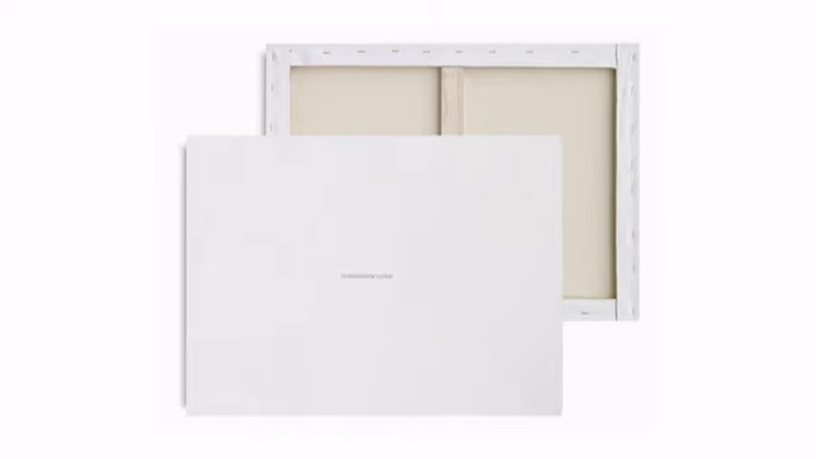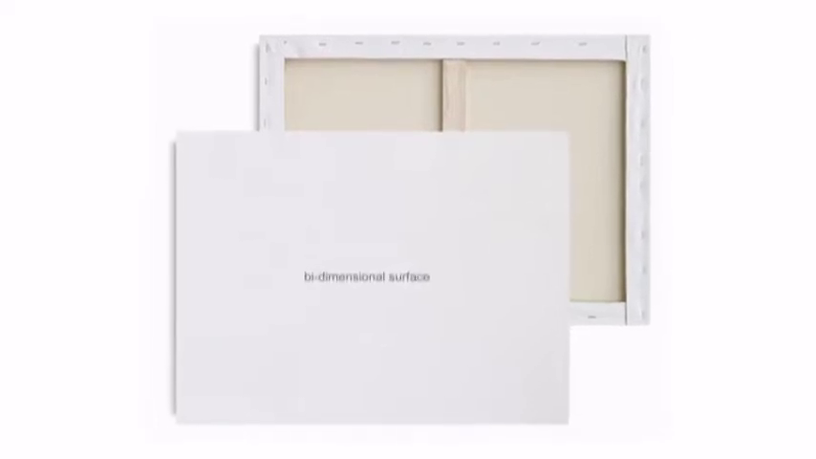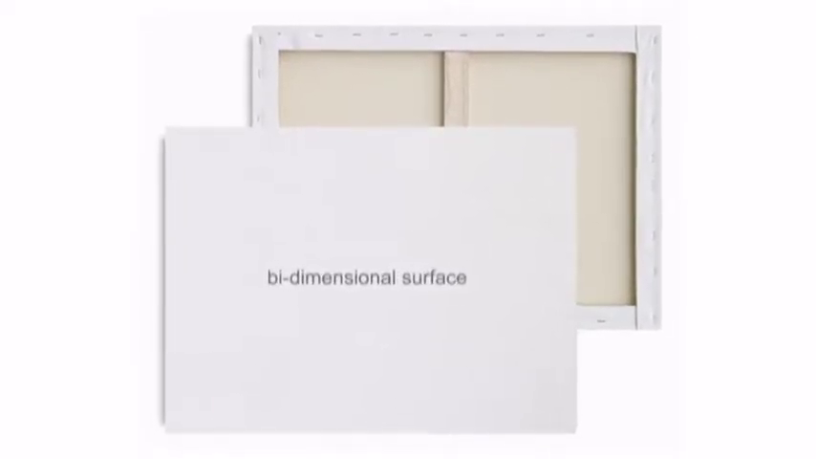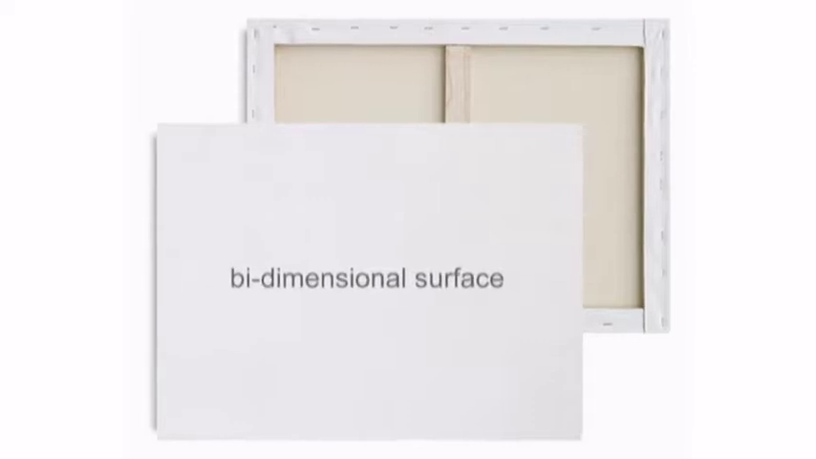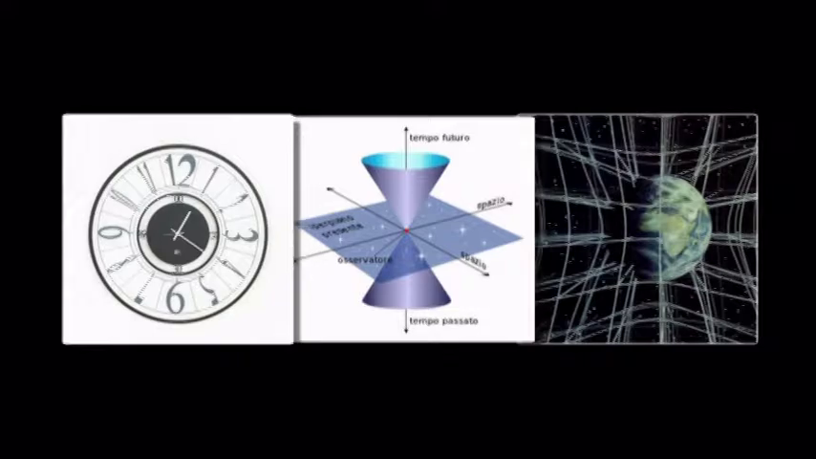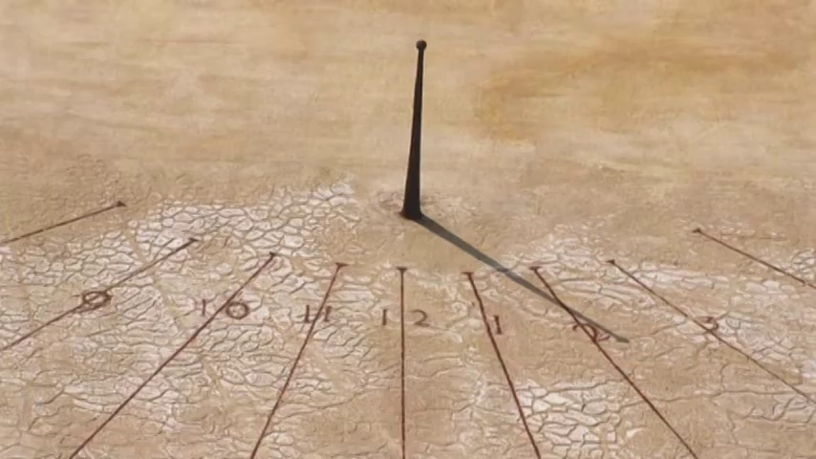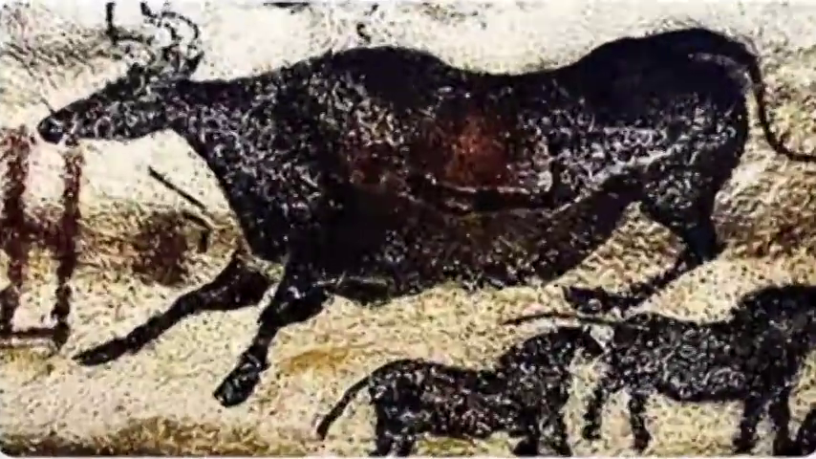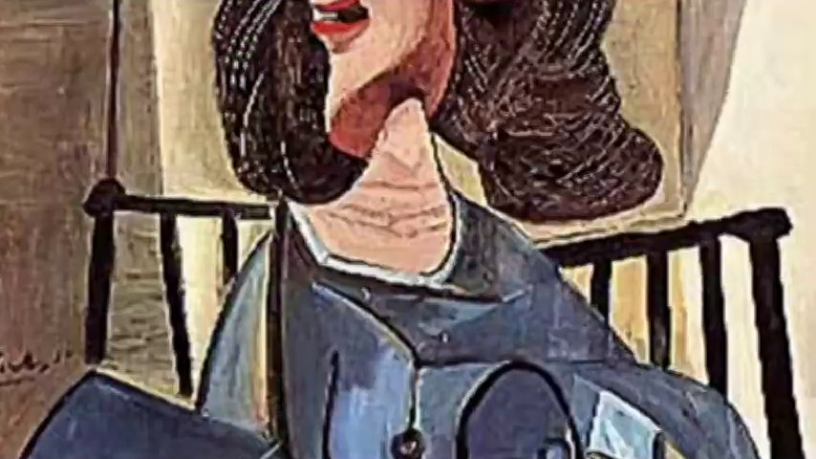The bi-dimensional surface on which the artist creates his work corresponds to the plane in which is enclosed the image that represents space and time. With this representation, we will analyze how space and time is represented in art in order to introduce the latest artistic concept.